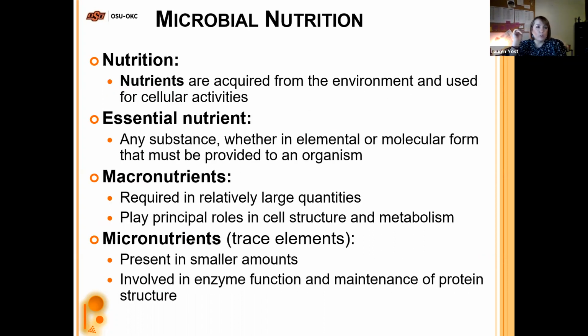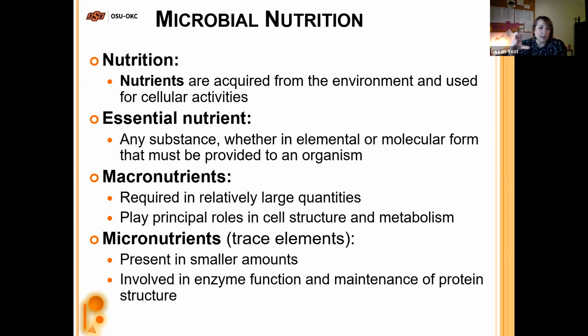Starting off with nutrition, what am I talking about? What are nutrients exactly? They are things that are acquired from the environment and used for any of the cellular activities. An essential nutrient is any substance that, whether in elemental or molecular form, must be provided to an organism.